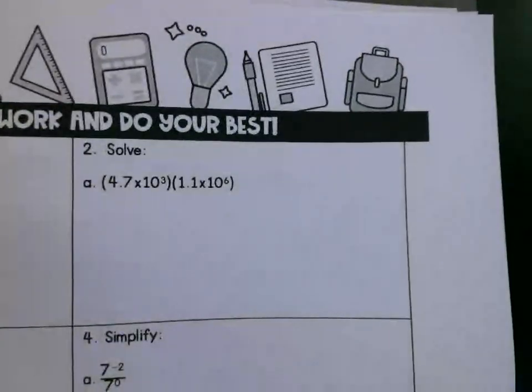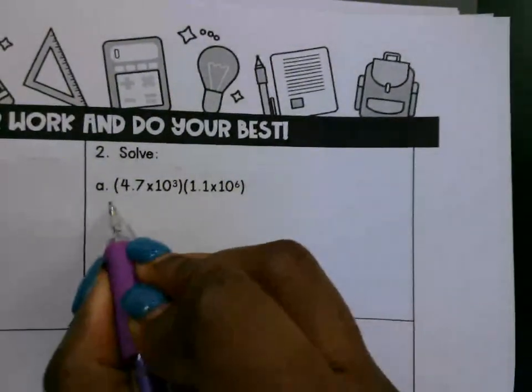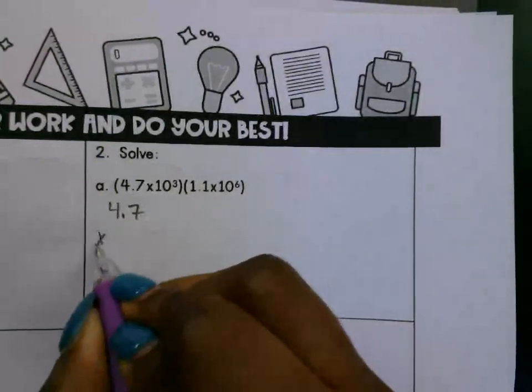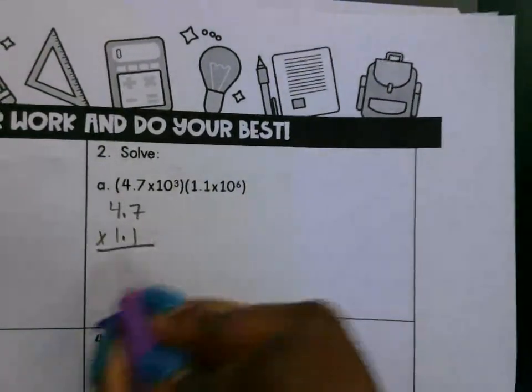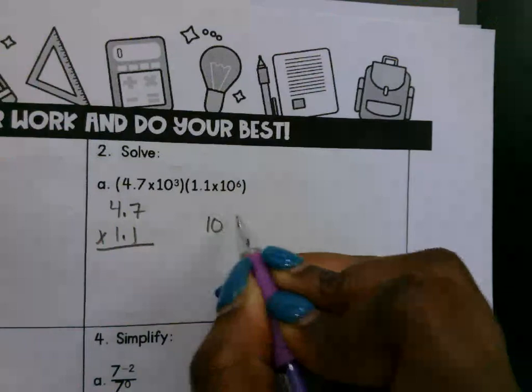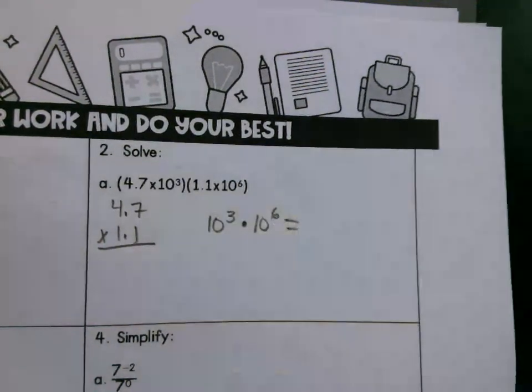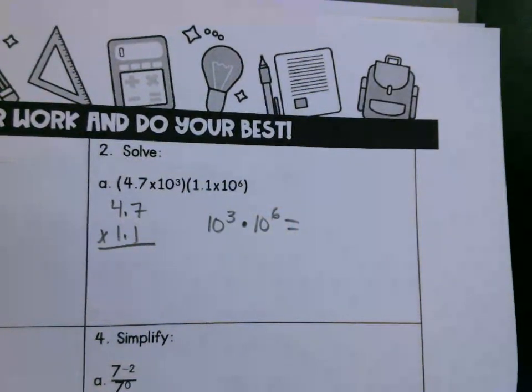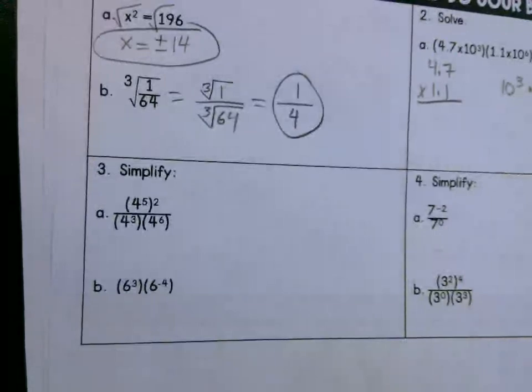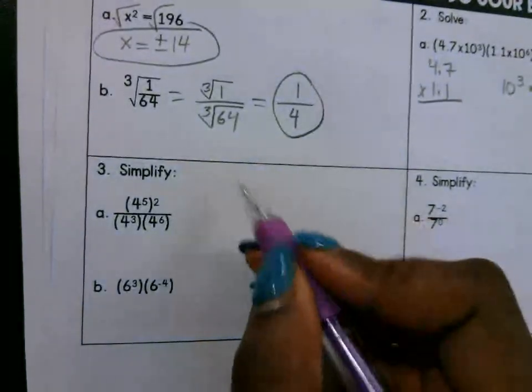All right. Scientific notation. Please make sure that you multiply the numbers together just like we did yesterday and get an answer. Then you're going to multiply 10 times 3 times 10 times 6 and get an answer. And then put it together just like we did yesterday. A, let's look at A, what you should have.